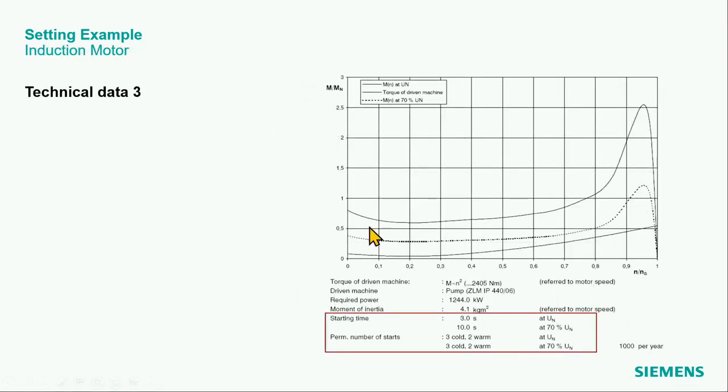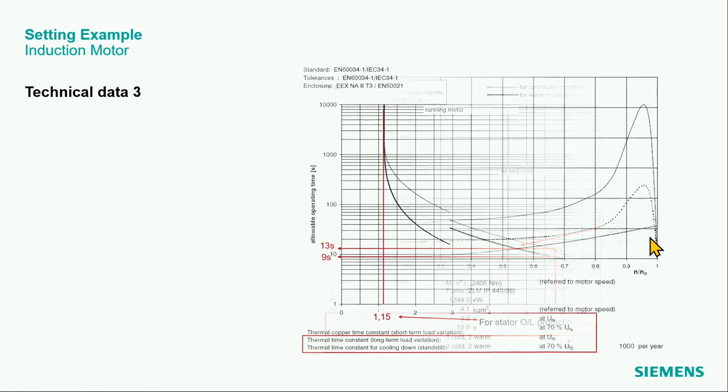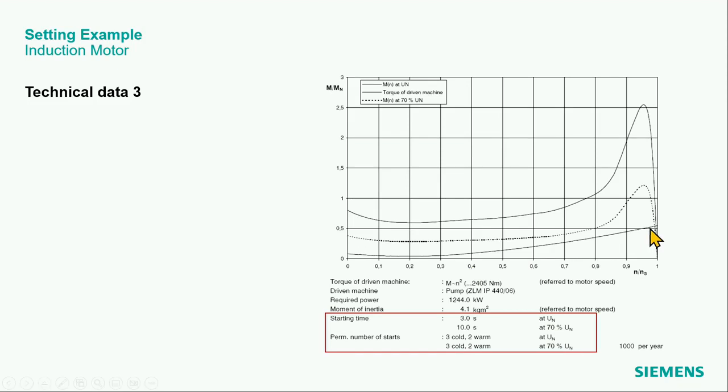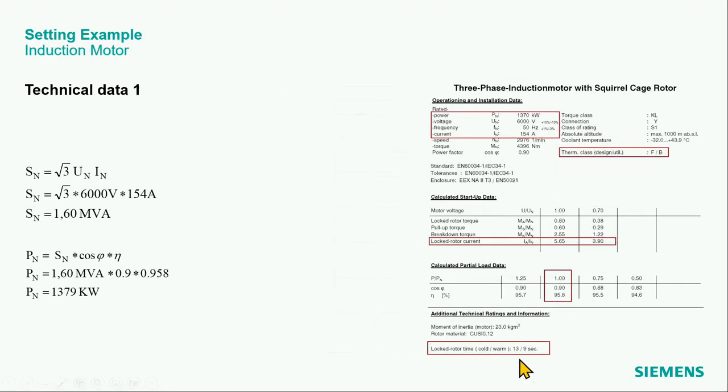So here's a diagram with the torques, the mechanical torque. You see the mechanical torque required by the driven machine is smaller than the torque of the motor. Therefore, the motor will start up. And here I have an indication about the starting time, 3 seconds and 10 seconds. If you remember our locked rotor times, we see the locked rotor times are longer than the starting times.